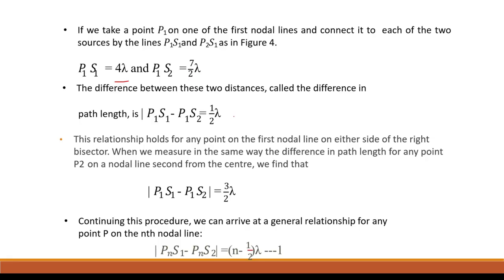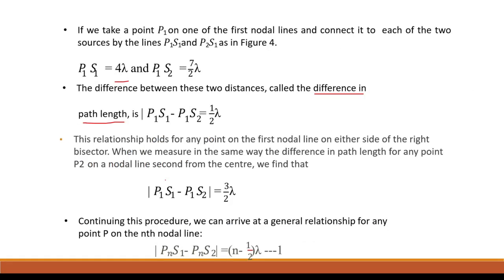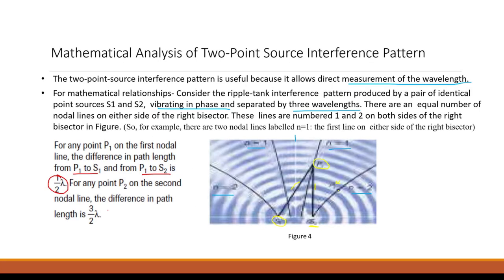The difference between these two distances is called the difference in path length. So P1 S1 minus P1 S2 equals half lambda, as we said. And likewise, the relationship holds for any point on the first nodal line on either side of the right bisector. When we measure in the same way the difference in path length for any point P2 on the second nodal line from the center, we find that the difference between them is 3 over 2 lambda, which is what we said.